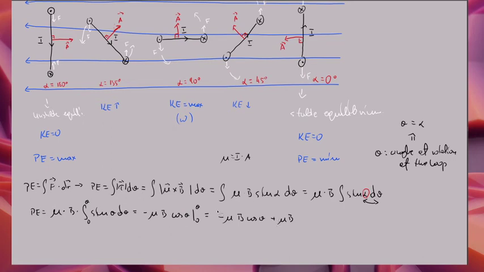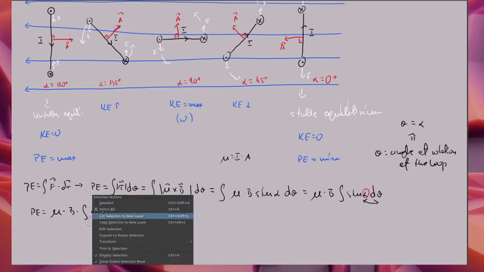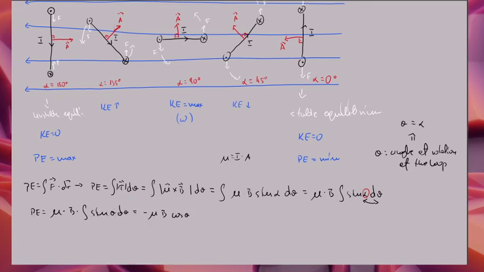Or better yet, it'll be easier to do the following. If I get rid of that, and I get rid of this, and instead of making it a definite integral, I'm going to make this an indefinite integral. It'll be easier to explain something for me. So minus mu B cosine theta is what I get out of the integration plus a constant, right?